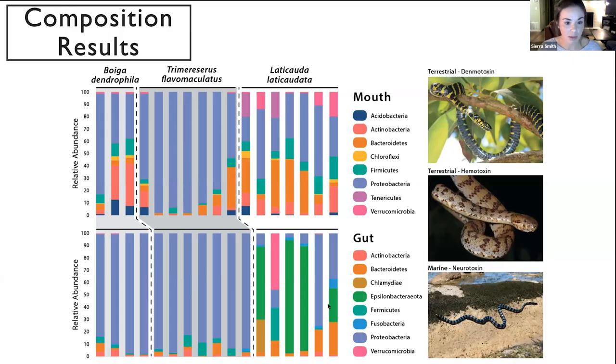So this is the taxa bar plot for this study. These are the microbial phyla, and up here are going to be the mouth samples, and these are going to be the gut samples. Each vertical bar here is a unique sample, and they're grouped based on the host species. Just by looking at the different relative abundances, you can see that particularly in the gut samples, Laticata is a lot different than Trimeresurus and Boiga, whereas Trimeresurus and Boiga seem to have a relatively similar gut microbiome. But in the mouth microbiomes, there is pretty wide variability among the host species.